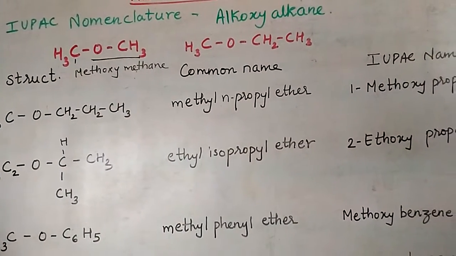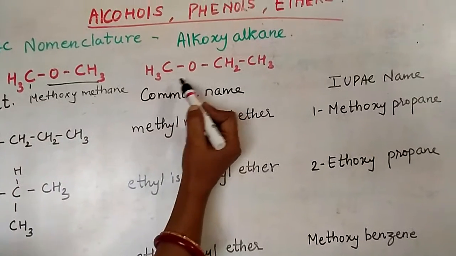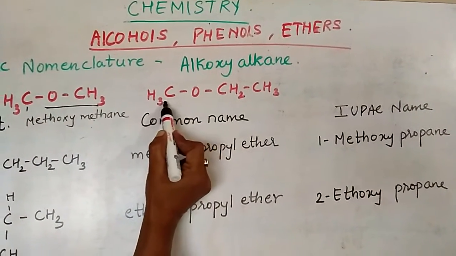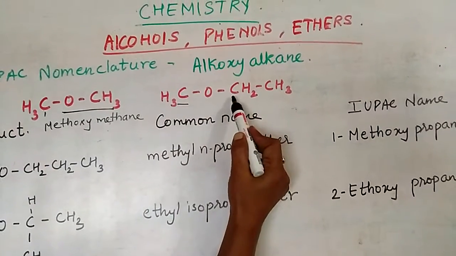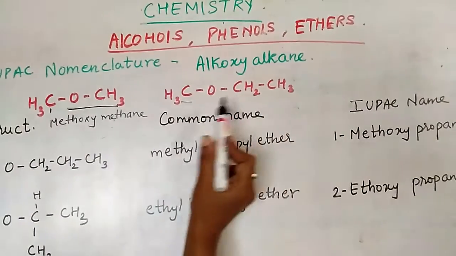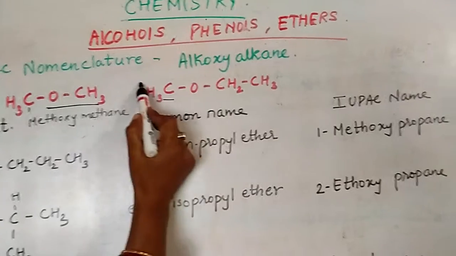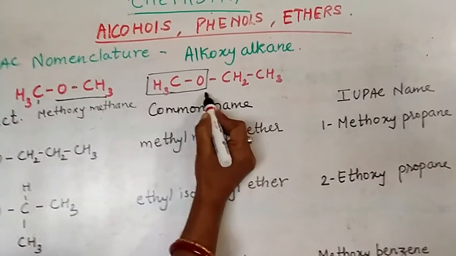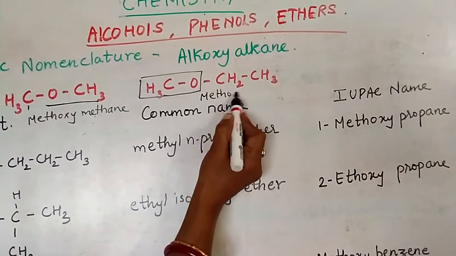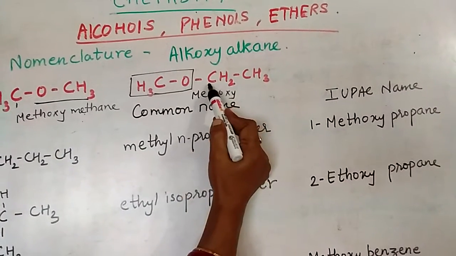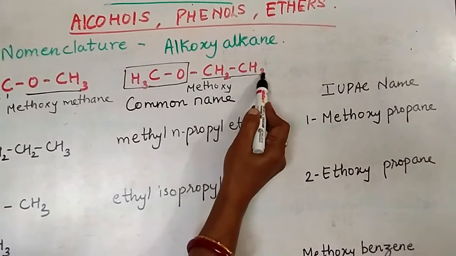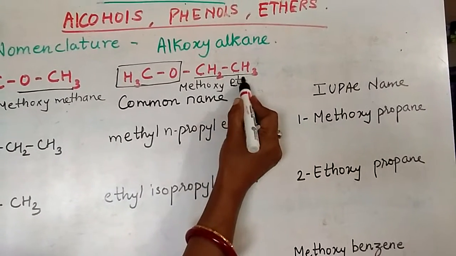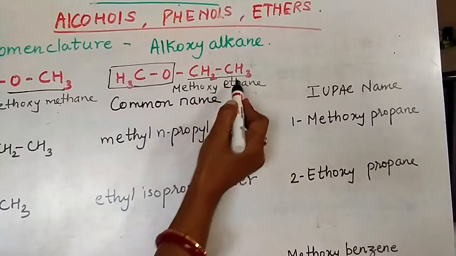Come to another example. The next example, you find that the two groups present on both the sides of oxygen, one group has only one carbon, the other group has two carbons. So the smaller group you will combine with oxygen, and this becomes the alkoxy group. So the alkoxy group is your methoxy group. This is the methoxy group, and the remaining group becomes the parent alkane. How many carbons are in the remaining group? 2 carbons. So this becomes methoxy and ethane. This becomes the IUPAC name of the compound.